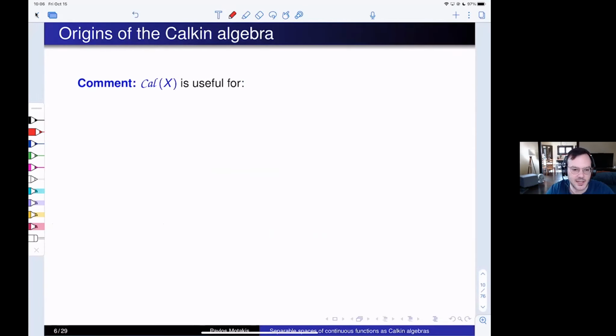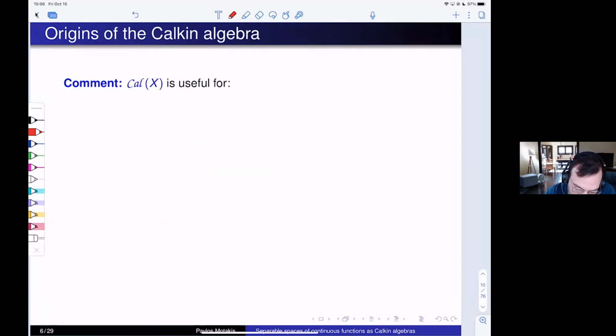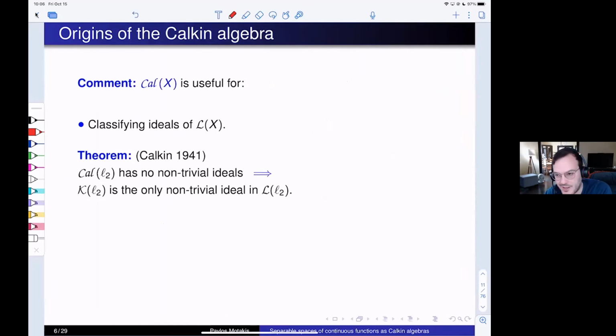So what has the Calkin algebra been used for in the past? The first way it was used is to classify ideals. Starting with a Banach space, classify ideals in the space of operators. In 1941 Calkin first defined this object for little L2, so he took the quotient of all the operators in L2 over the compact operators in L2, and he proved this has no non-trivial ideals. And he was able to deduce that therefore the compact operators are the only non-trivial ideal in this space. So there's the zero ideal, there's the compact operators, and then there's the whole space, and there's nothing else in between.